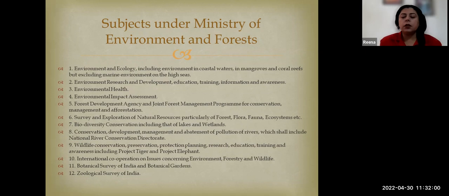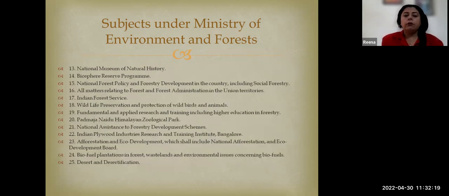You can also study the different case studies, how a case in any environment policy, or a legal dimension to any environment policy, can be tackled. That is another area which you can explore. Again, these are all the subjects. Even the National Museum of Natural History, Biosphere Reserve programs, desert and desertification, there is an independent report on all of these subjects if you go to the Ministry of Environment and Forest website.